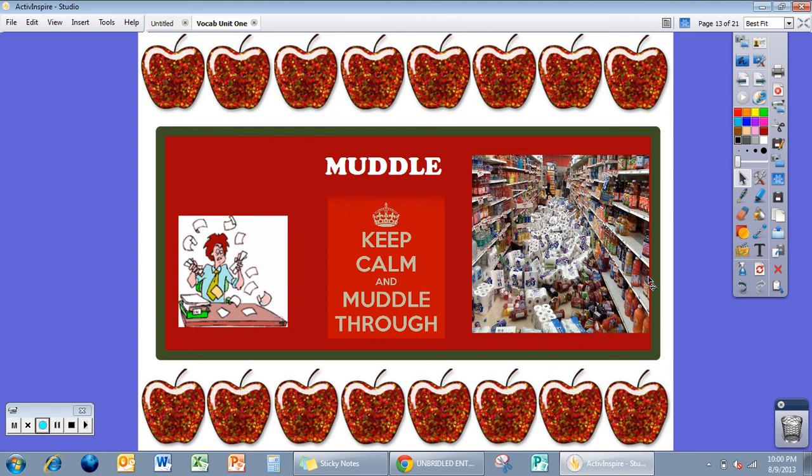All right, to muddle. Muddle has two definitions. As a verb, to make a mess of, or to get by, meaning that you are just trying to get by, trying to get through something. As a noun, it means a hopeless mess. So here in the center, keep calm and muddle through. That just means that you are surviving. You are doing your best to survive. And then over here, the guy at the office, obviously he is struggling with something, so he's trying to muddle through his paperwork. And then here, the grocery store, that would be called a muddle, because obviously that aisle is a big fat mess.